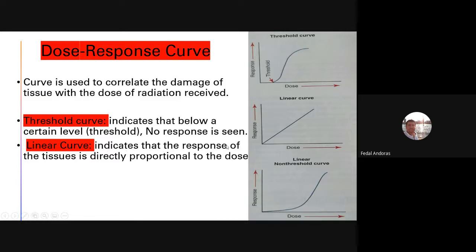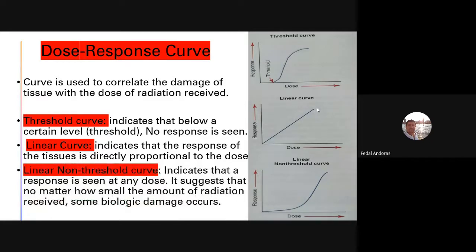It indicates that the response of the tissue is directly proportional to the dose. It's straightforward: increasing the dose, the response will increase. So this is the linear curve, directly proportional to the dose.